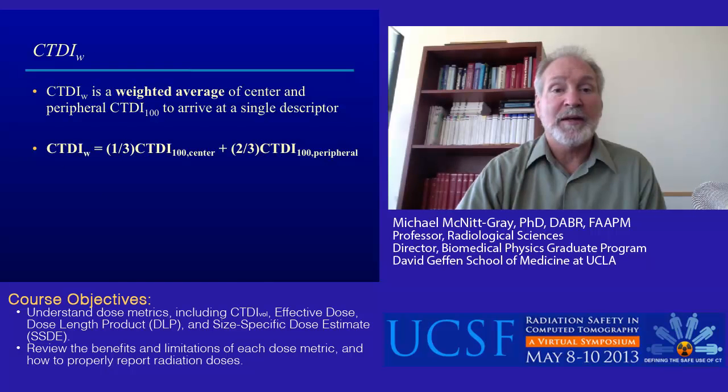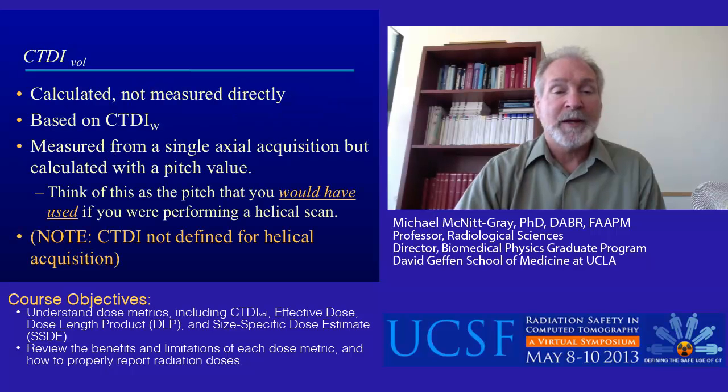CTDIw is the weighted average of center and peripheral CTDI 100 to arrive at a single descriptor. And here's the equation. CTDIw equals 1/3 of CTDI 100 center plus 2/3 CTDI 100 at the periphery.